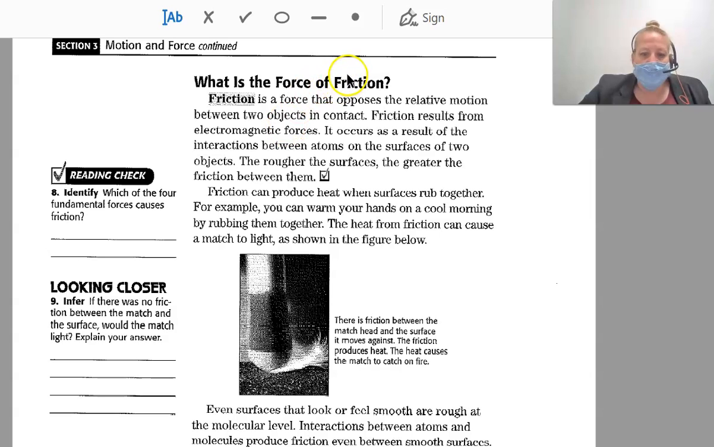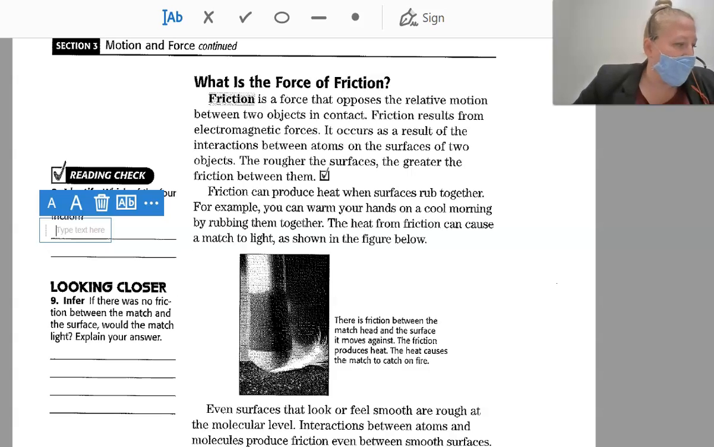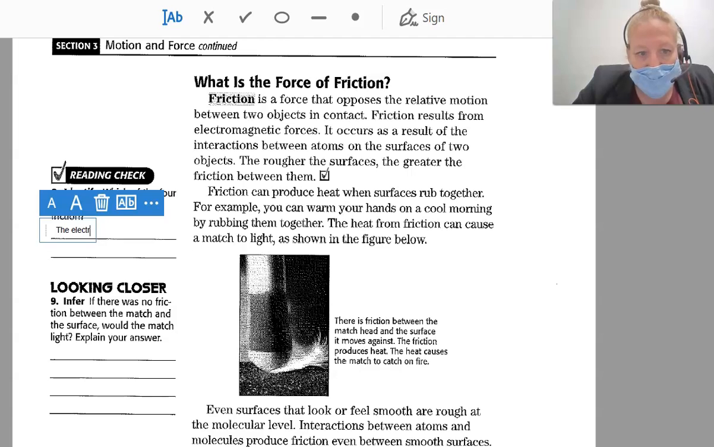What is the force of friction? Friction is a force that opposes the relative motion between two objects in contact. Friction results from electromagnetic forces. It occurs as a result of the interaction between atoms on the surface of two objects. The rougher the surfaces, the greater the friction between them. Identify which of the four fundamental forces cause friction. And that is the electromagnetic force. Okay?